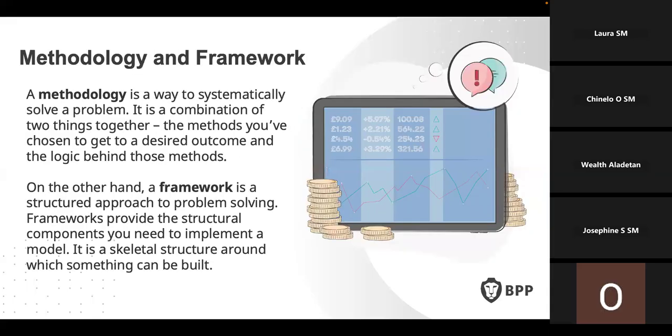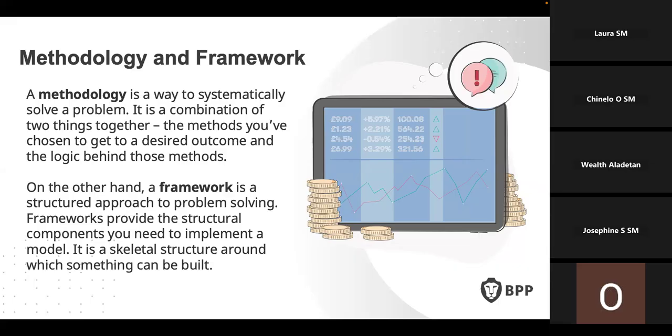So let's move on. When we say methodology and framework, what's a methodology? That's a way to systematically solve a problem. Simple. The methodology is just a way to solve it. Two things are being combined here: the methods that you've chosen to get a desired outcome, and then the logic behind those methods. That's why they call it methodology, the method behind the logic. So those are two words combined together. Methodology is a way to systematically solve a problem.